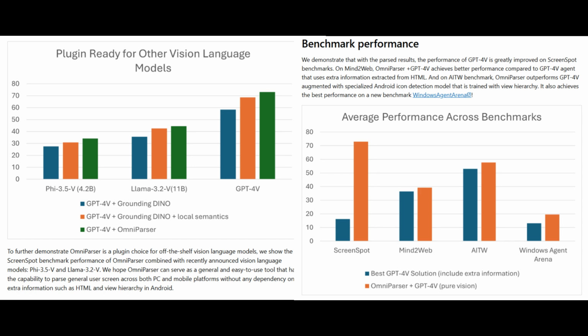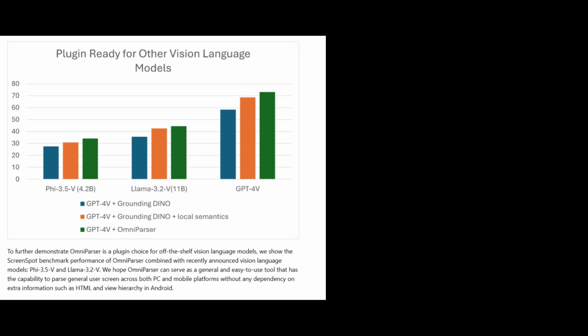OmniParser significantly improved GPT-4V's performance on the ScreenSpot benchmark, outperforming models specifically fine-tuned on GUI datasets. On Mind2Web, using only screenshot input, OmniParser surpassed GPT-4V baselines that required additional HTML information. Similar improvements were observed on the AITW benchmark for mobile navigation.